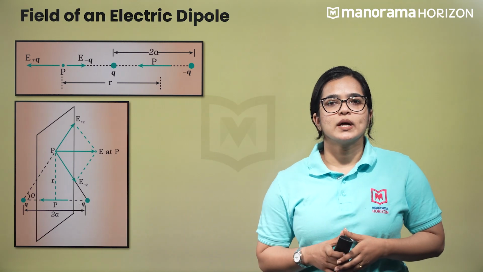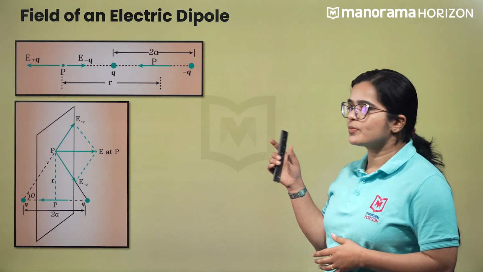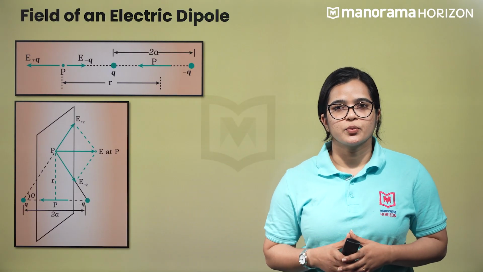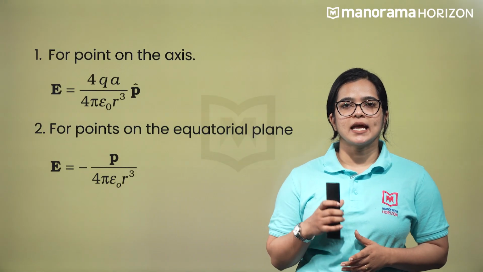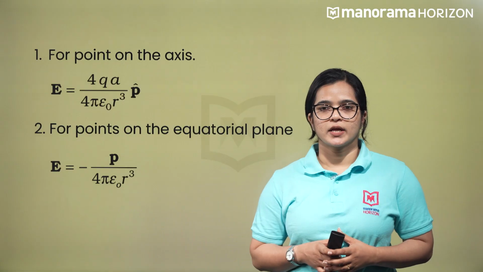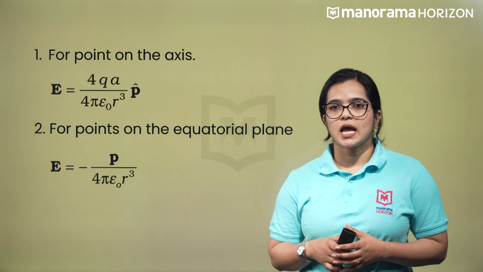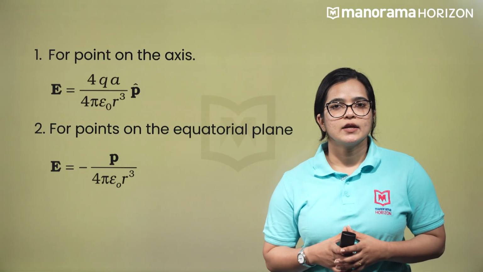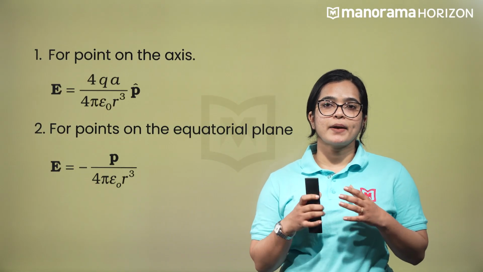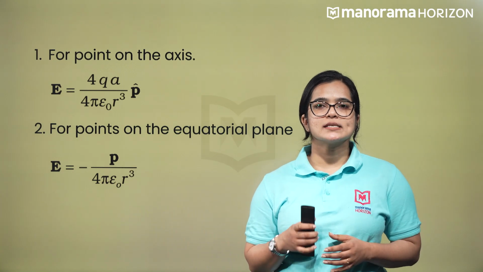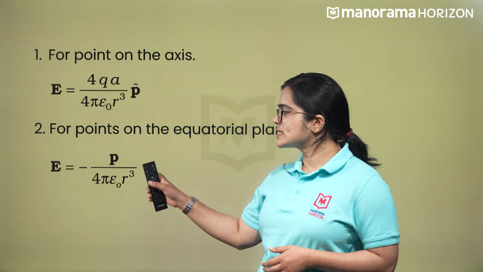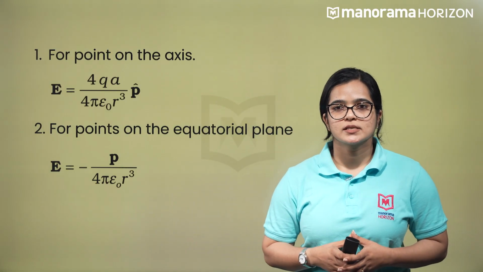Let P be the point where the electric field due to the dipole is to be found. The charges of the dipole are q and minus q. In the first case, the point P is lying on the axis of the dipole at a distance of r from the center of the dipole. The electric field is given by the equation E equals 2p divided by 4 pi epsilon 0 r cubed, p cap. If the point P is lying on the perpendicular plane, that is, when the point is in the equatorial plane, then the electric field is given as E equals minus p divided by 4 pi epsilon 0 r cubed.